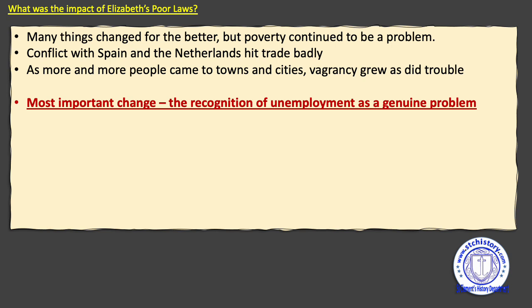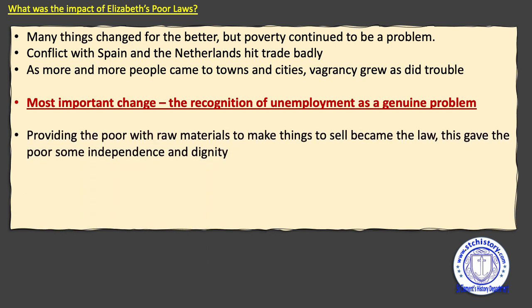So the most important change that you might consider in this whole story is that the government have had a slight change in attitude towards the poor. There is now a recognition that unemployment is a genuine problem. All right. Previously, they'd have ignored them, killed them, battered them, moved them on, whatever it was they did. But the government has now accepted that it's a genuine problem that needs to be dealt with. Hence the laws that we've just talked about. Okay, so providing the poor with these raw materials to make things to sell becomes law. This gives the poor some independence, gives them their dignity back.